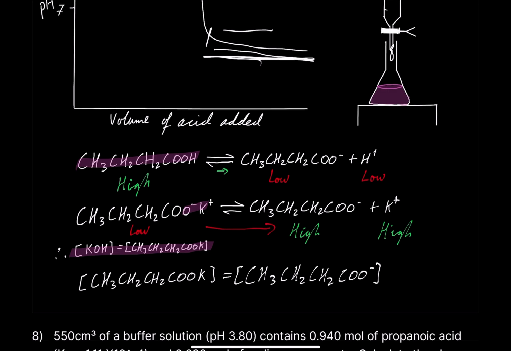Therefore, the concentration of our base is equal to the concentration of our salt, which is also the same as the concentration of our A minus. In this case, A minus represents our salt. And this is very good for calculations because it allows us to make a load of assumptions that we can use to help out for our calculations, whether for pH or working out Ka. And I'm going to go through an example here.